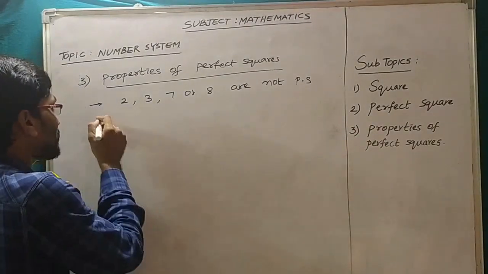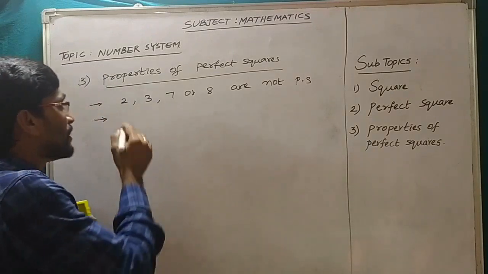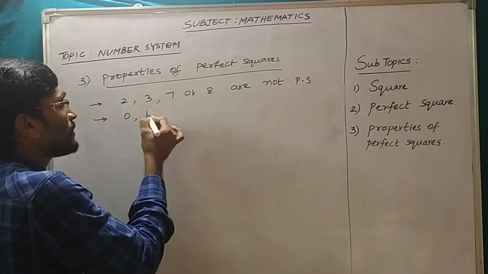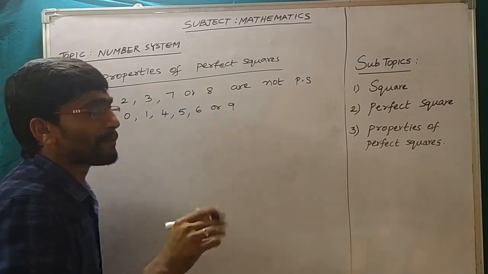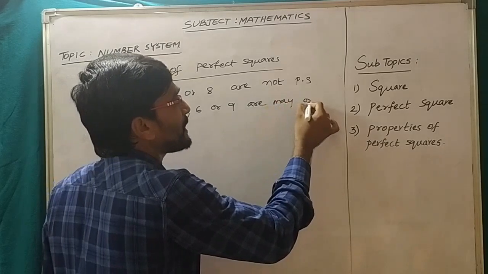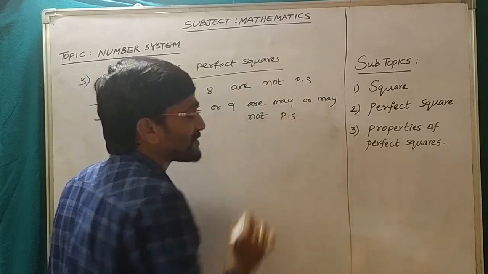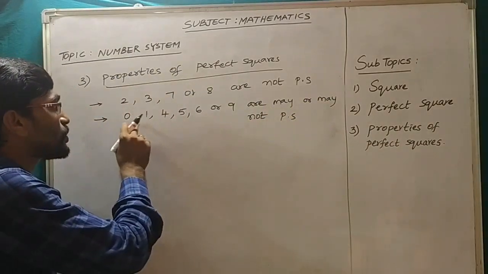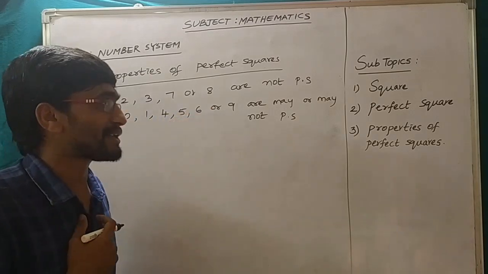If the numbers are ending with the digits 0, 1, 4, 5, 6 or 9, they may or may not be perfect squares.